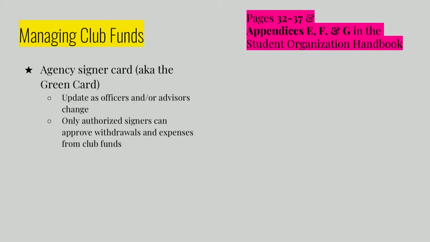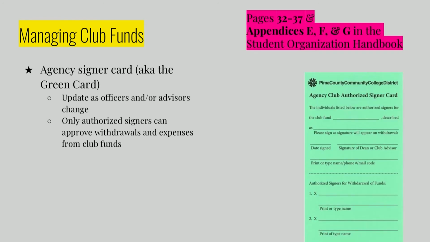A little bit more about managing your club funds. Since the college is our bank, we need to let them know who is authorized to sign to withdraw funds from our club's account. This is also known as the green card, as it is a green card. You'll want to make sure that you update this anytime you have a change in officers or advisors, as only the authorized signers found on this card can approve withdrawals and expenses from club funds.